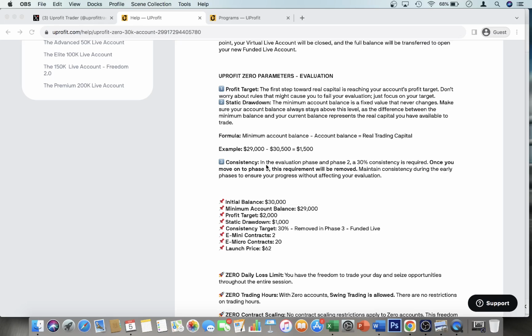So this account, to me, has every consistency rule you can imagine. They have a consistency rule in the eval, they have a consistency rule in the funded, and they have the number of days you have to make profit to get your payout, and they're giving you half of your profits as payout. So I mean, that's just every kind of consistency you can imagine. So that's not really good. If you go to a funded account, they do take off the consistency target, that's pretty cool.